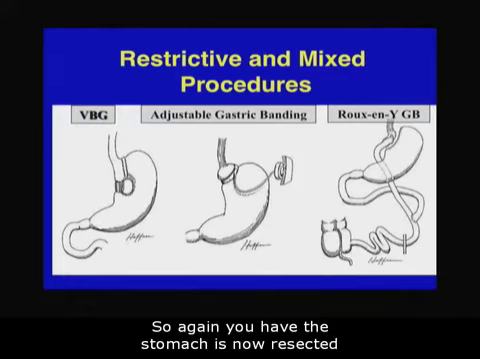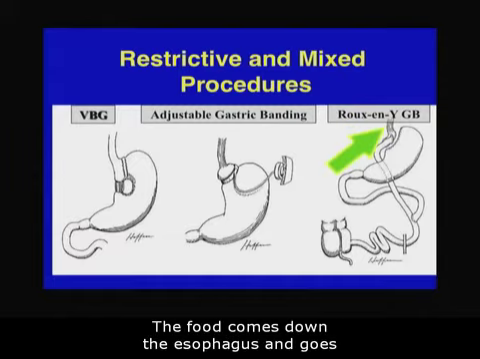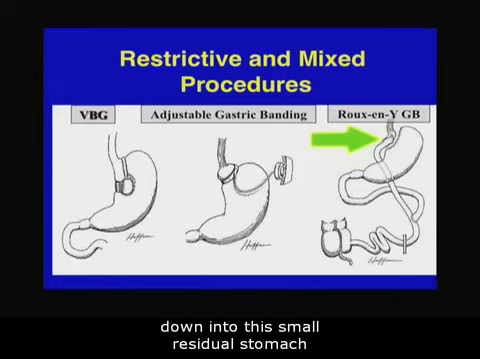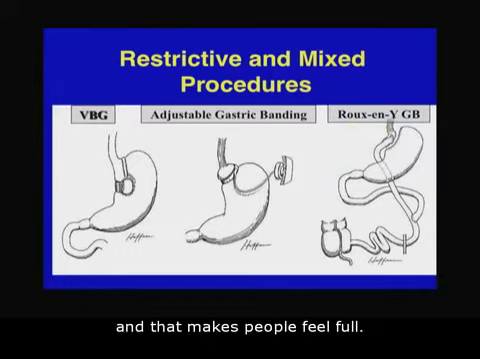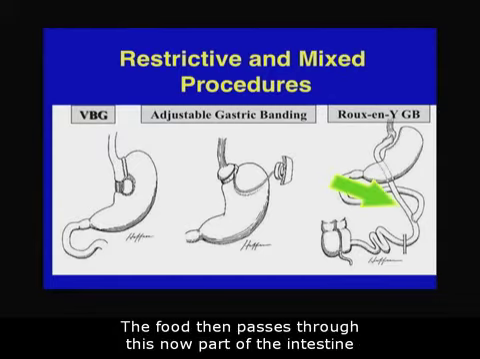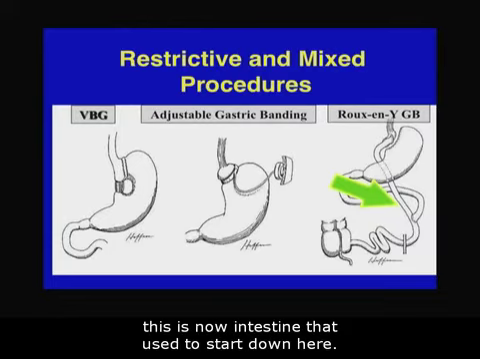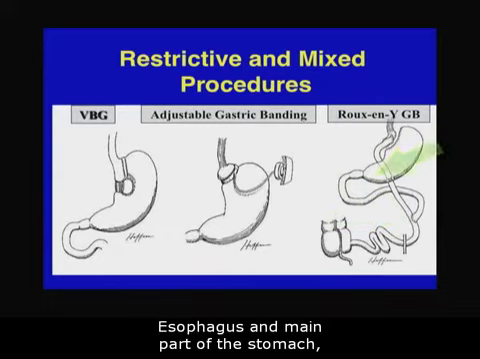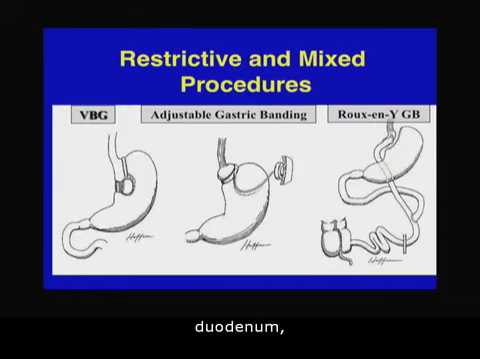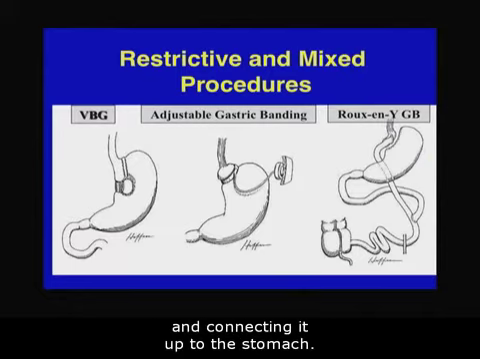So again, the stomach is now resected, and you have a small pouch. This is the esophagus. The food comes down the esophagus, goes into this relatively small residual stomach, and that makes people feel full. So they eat small feedings throughout the day. The food then passes through this part of the intestine, which is brought up to meet the stomach here. This is now intestine that used to start down here. Remember, this was the normal path of the food: esophagus, main part of the stomach, duodenum, jejunum, down into the rest of the intestine. Now we're bringing up a limb of the jejunum and connecting it up to the stomach.